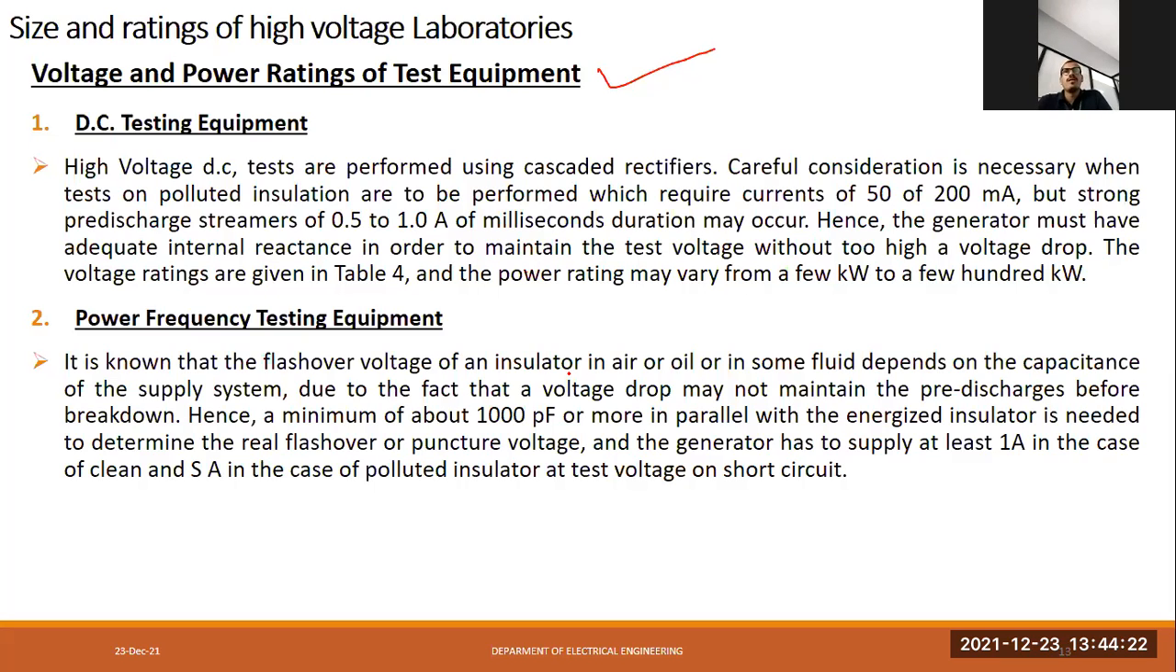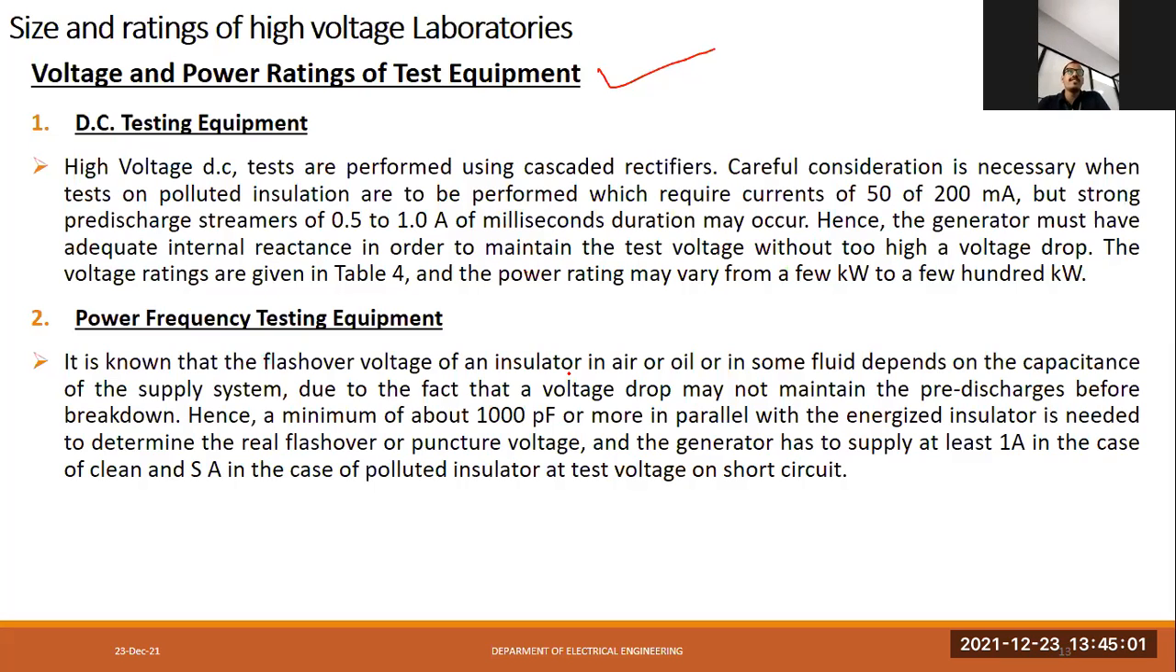Whenever this event occurs for some milliseconds or microseconds, the test voltage has to be maintained against the voltage drop, and due to that some adequate internal reactance value occurs. As we already saw in the last table, the power rating varies from a few kilowatts to a few hundred kilowatts, depending on the rating.